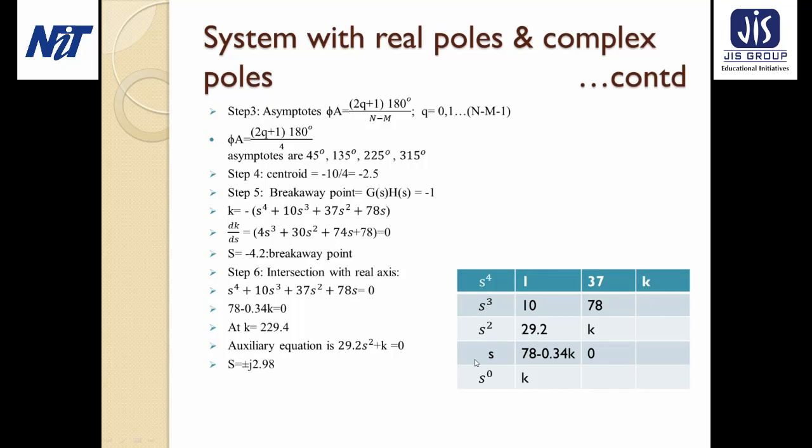So we need to find out the auxiliary equation from the previous row, that is from the s to the power 2 row. So the auxiliary equation becomes 29.2s square plus K equal to 0. Now the solution of the auxiliary equation, that is s equal to plus minus j2.98, is actually the intersection point of the root locus with the imaginary axis, and it can be obtained from the solution of the auxiliary equation.